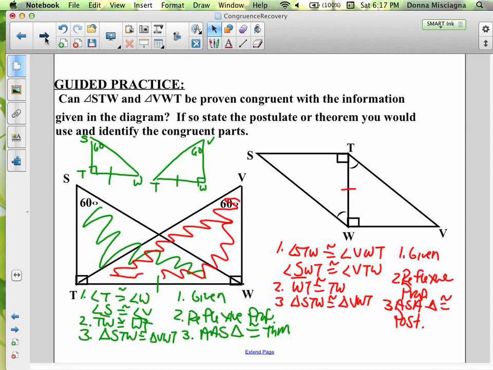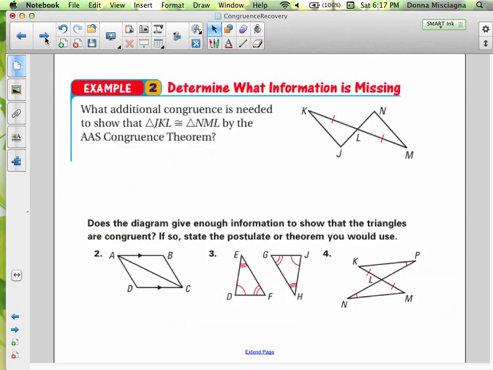And I think I have one more. When we see a blank screen, that's going to be it.